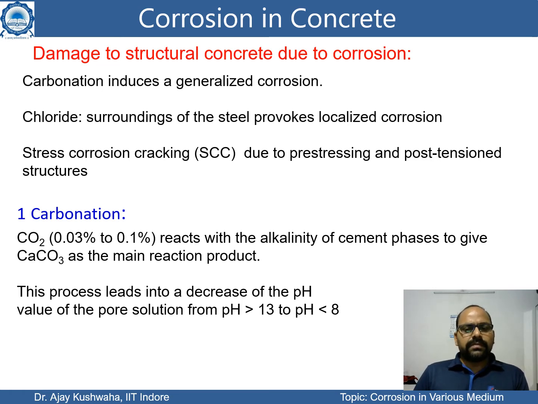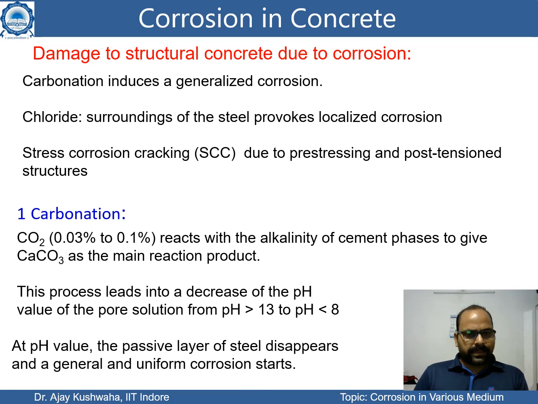reduces from pH 13 to pH 8. And at this pH level, the passive layer of steel disappears. Once the pH level, see what happened: at the beginning, CO2 reacts with water and forms this CaCO3. Due to this reaction, the pH reaches pH level 8. And when it reaches pH level 8, the passive film is destroyed, and we observe general or uniform corrosion.